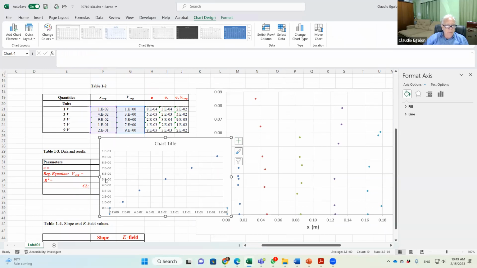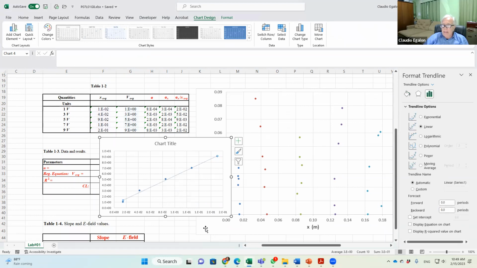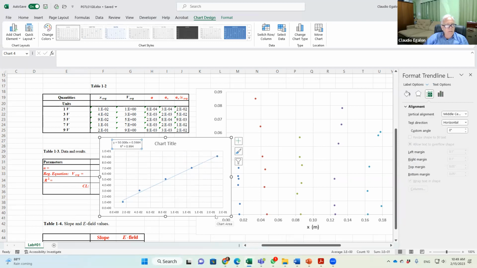Again, go ahead, change the format of the axis. And then what else do you do? You're going to go to add trendline. Let's see what the equation is for this. Okay, that's the equation of this line. And look at the R square. The R square is very high. The confidence level is going to be high for this graph.